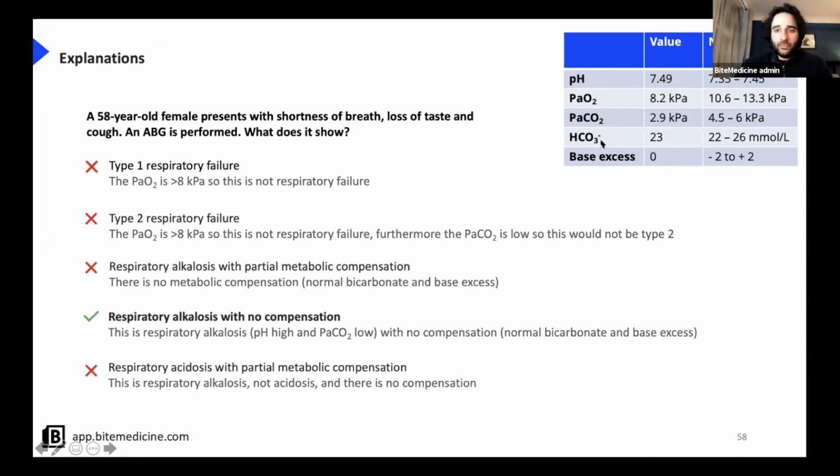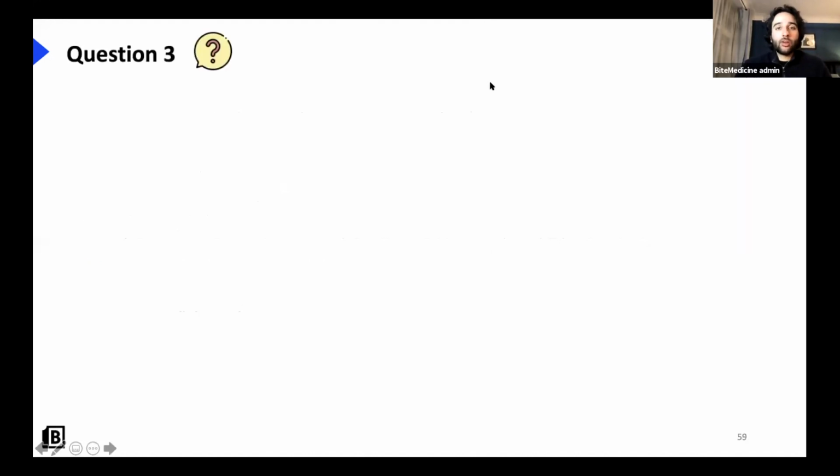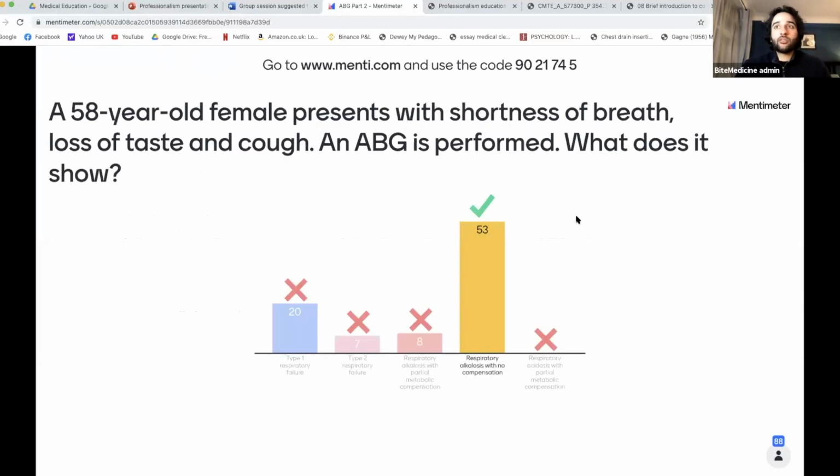You can see the kidneys haven't really responded because your base excess is normal and your bicarbonate is normal, so there's no compensation. Remember, for respiratory failure, your PaO2 is less than 8 kilopascals, and the PaO2 here is 8.2, and that's why it's not respiratory failure. So well done to everyone who got that right. Let's move on to question 3. There's 5 questions in total, just in case you're wondering.